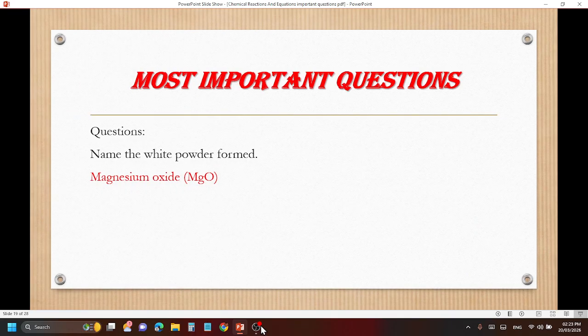Name the white powder formed. See, I said that the questions will be formed on the basis of the equation. The first question is: what is the white powder formed? When 2Mg reacts with O2, it gives us 2MgO. MgO is also known as magnesium oxide. This is the answer.